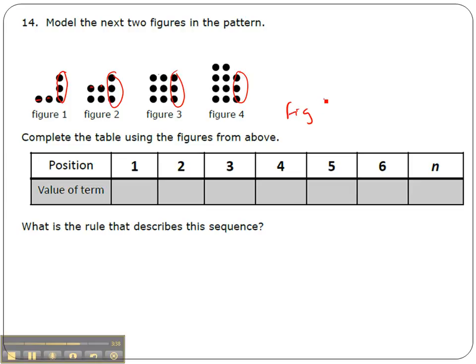So figure 5 would be, we said the part that's not changing is the 3 on the right. And then we would have 5 of those in figure 6. Again, 3 on the right not changing.